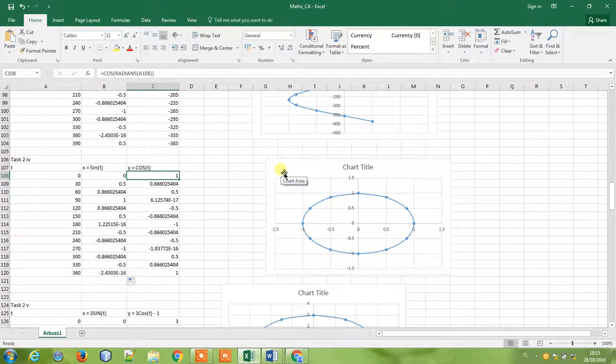So that's pretty much it for my CA and the graphs that I drew, and I hope that everything I have done is clear. So that's it. Yeah.